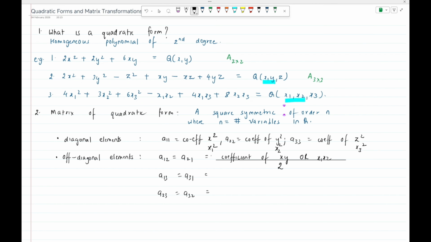And likewise, for the next one, A13, so we are interested in the first and the third variable. The first variable is x and the third variable is z. So this is going to be half into coefficient of xz or x1 x3. And likewise, A23, it is related with the second and the third variable. So this is going to be half into coefficient of yz or x2 x3.